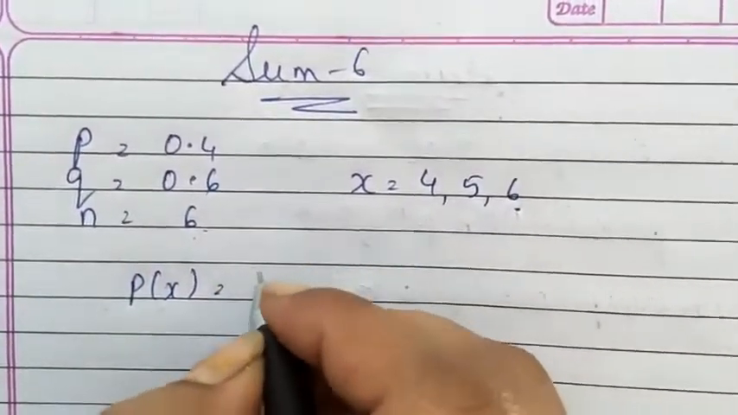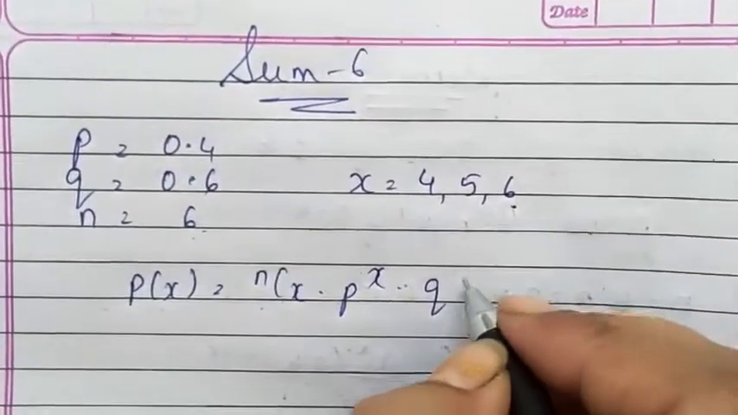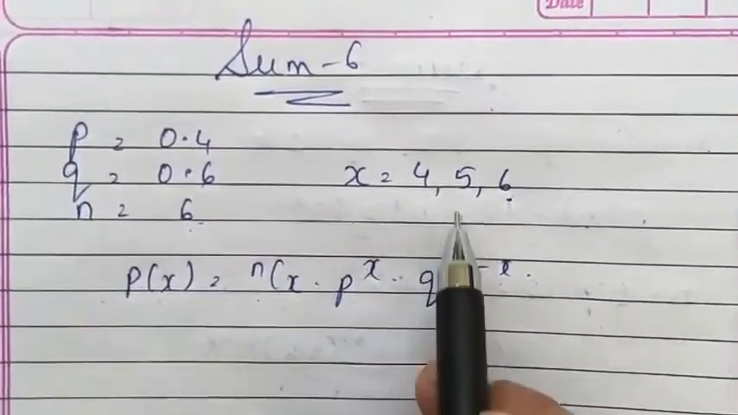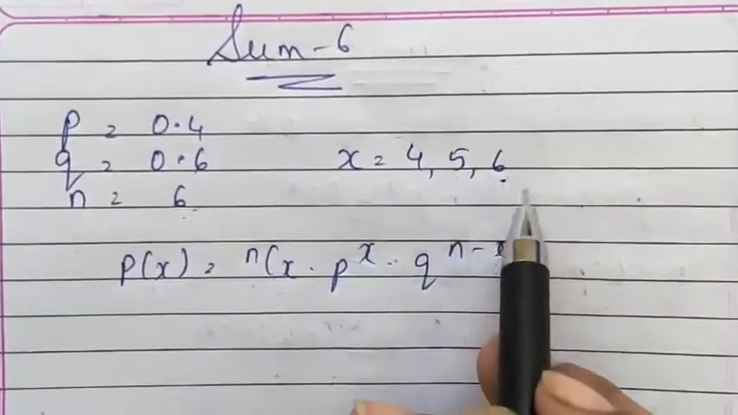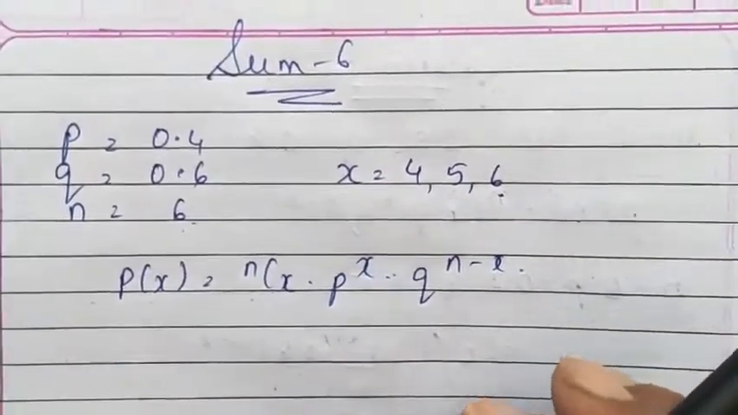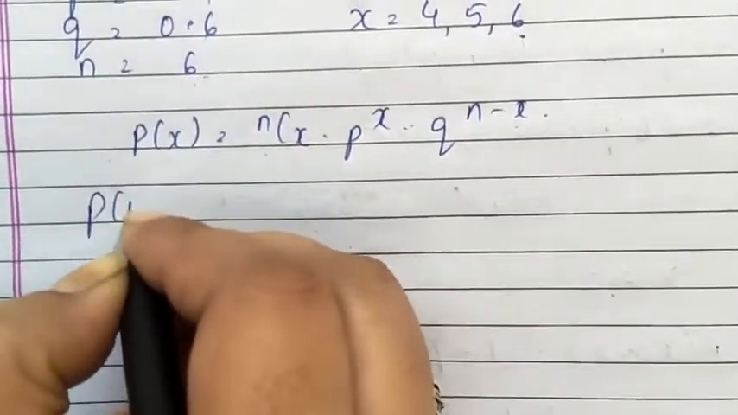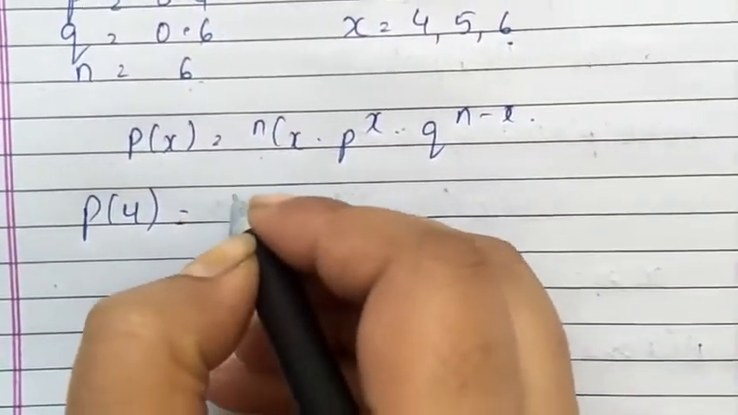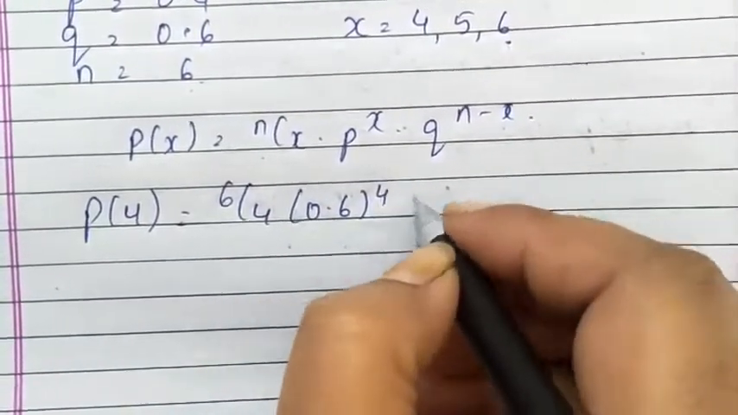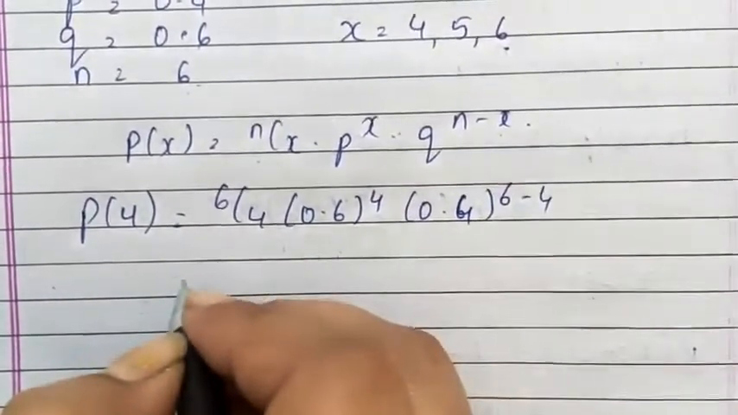P(x) is equal to nCx into p^x into q^(n minus x). Clear? So now we have to find the value for all these 3 values of x. That means 3 times we will place this formula, and thereafter we will add these values and get our answer. Clear? So let's start with x is equal to 4. So first we will find P(4). So for P(4), 6C4 into 0.6 raised to 4 into 0.4 raised to 6 minus 4.